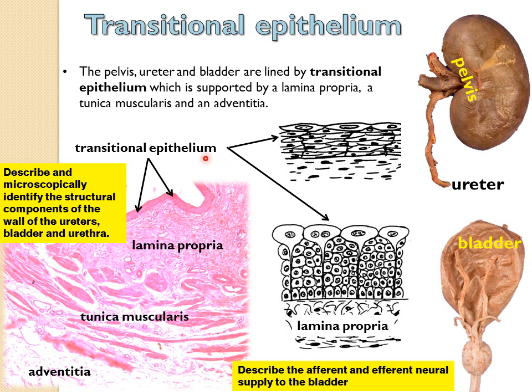Again, this would be something that would be requested of you to know, the layers of these structures. You might be asked to name the layers of the ureter from within outwards, and that would be the transitional epithelium, lamina propria, tunica muscularis, and adventitia. But try and add some sort of meaning and sense to these words, and try and learn it with the pictures, because it'll make it a lot easier to recall.